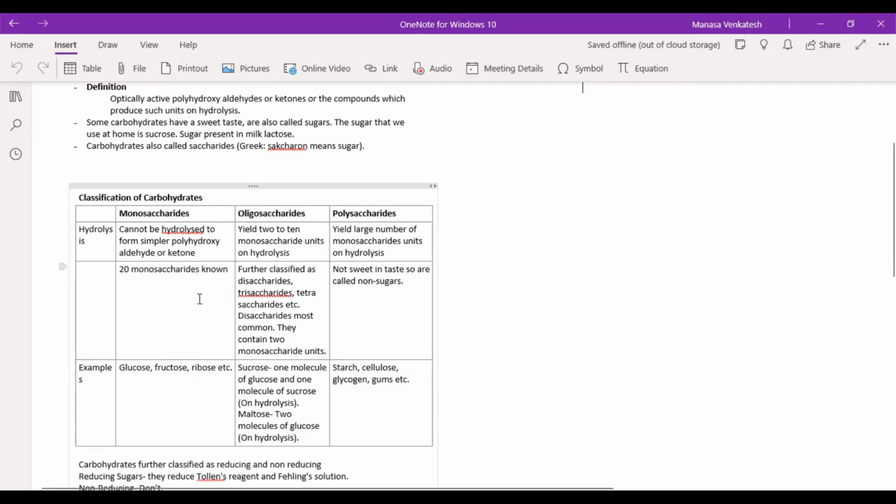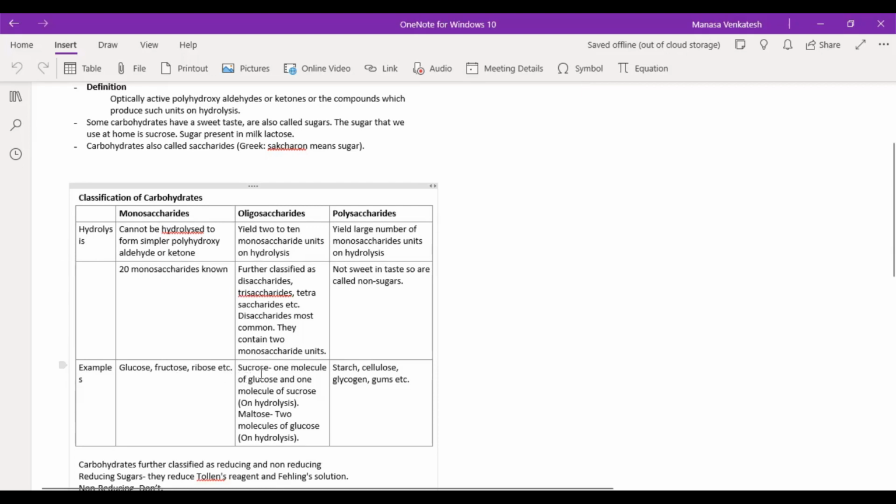There are about 20 monosaccharides which are known, like glucose and fructose. All of these are monosaccharides. They're the smallest unit. Sucrose, on the other hand, is a disaccharide, because it has 2 monosaccharide units. Disaccharides are one of the most common oligosaccharides. Oligosaccharides can also be trisaccharides or tetrasaccharides based on the number of monosaccharide units they contain. Polysaccharides, on the other hand, don't have a sweet taste, and they have a large number of monosaccharide units in them.